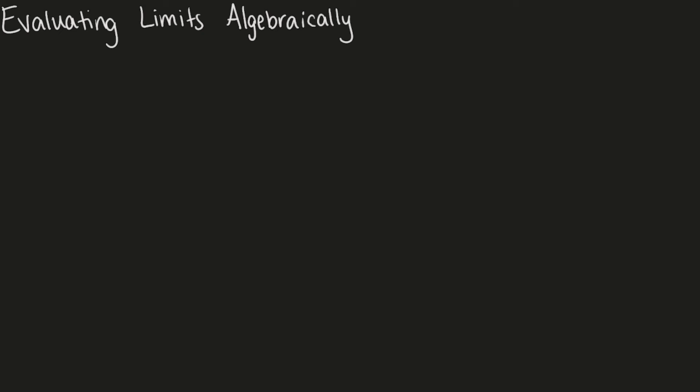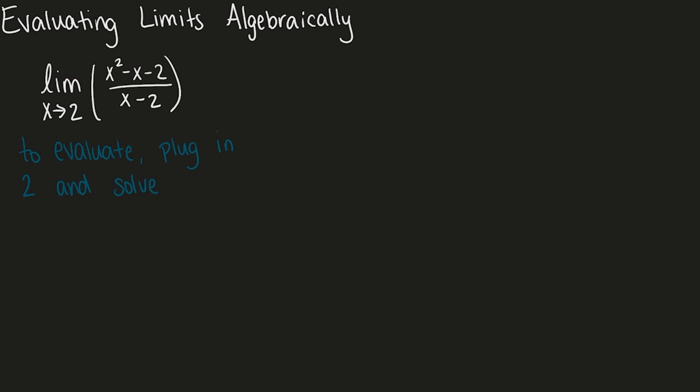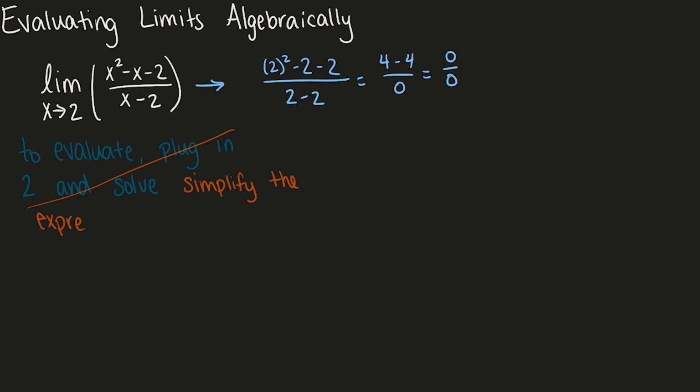And finally, let's look at the limit as x approaches 2 of x squared minus x minus 2 over x minus 2. Now typically we would plug in 2 and solve. But when we do this, we would get 2 squared minus 2 minus 2 over 2 minus 2, which is equal to 4 minus 4 over 0, or 0 over 0. So this is unlikely the value for our limit, which means first we actually want to simplify our expression, then plug in 2 and solve.